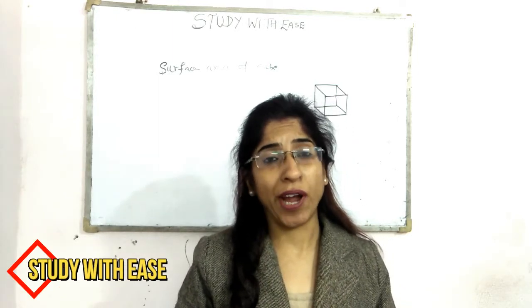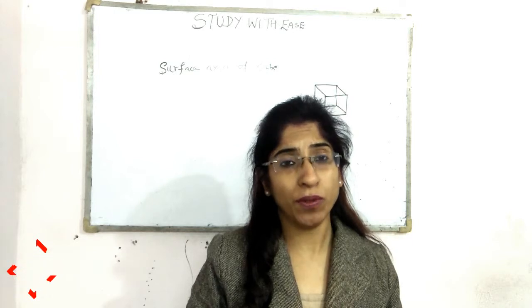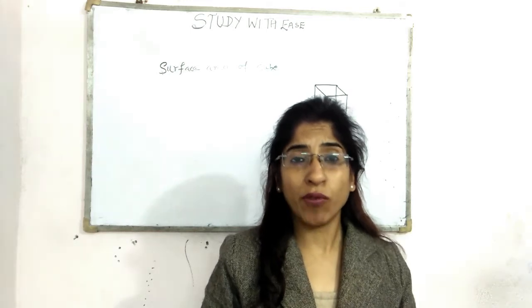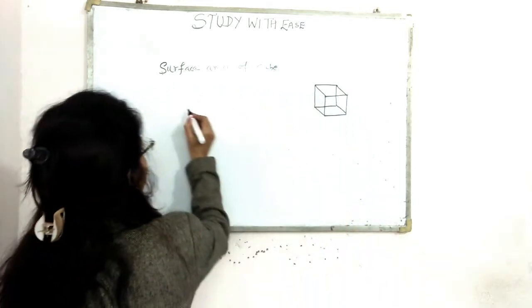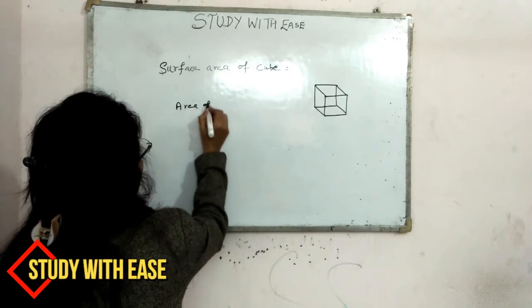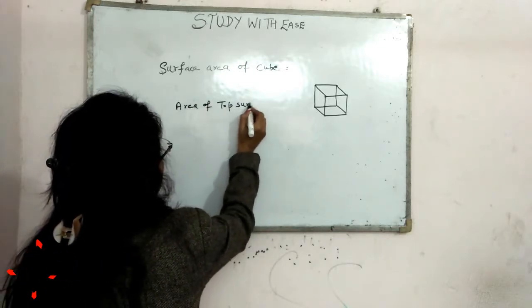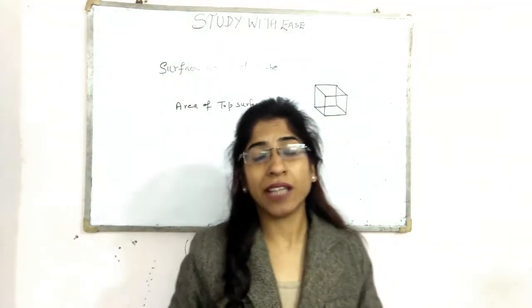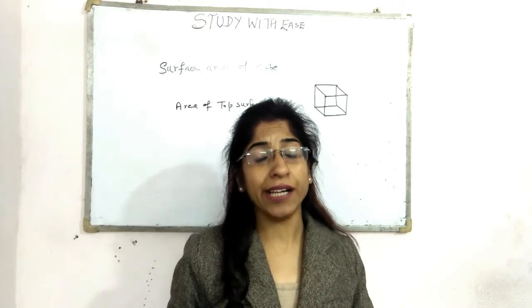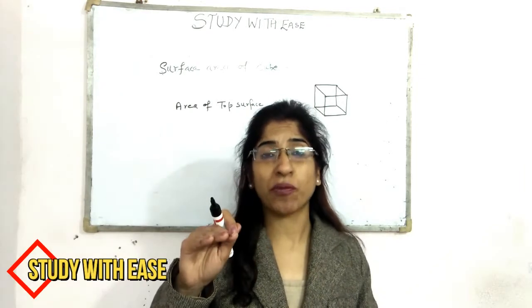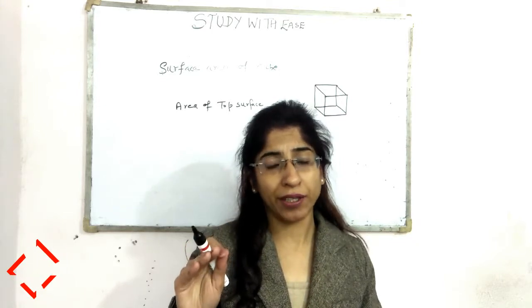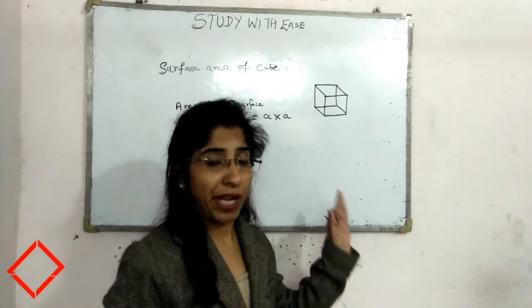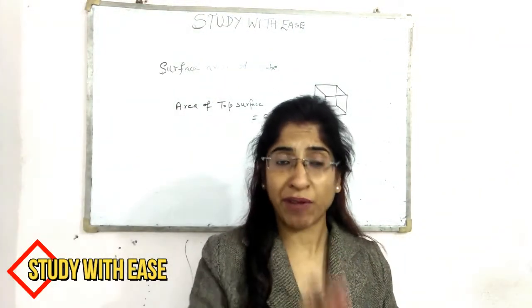Now, if you want to find the total surface area of cube, how can we find it? So first, we will take top surface. Area of top surface will be side into side. As you know that the area of square is side into side and we are taking here the top surface which is also in the shape of square. So, area of top surface will be A into A. In the same way, we will find the area of remaining 5 surfaces.